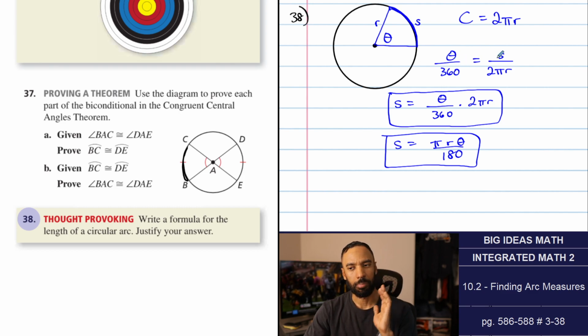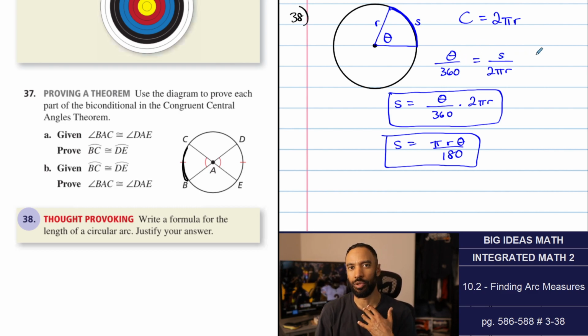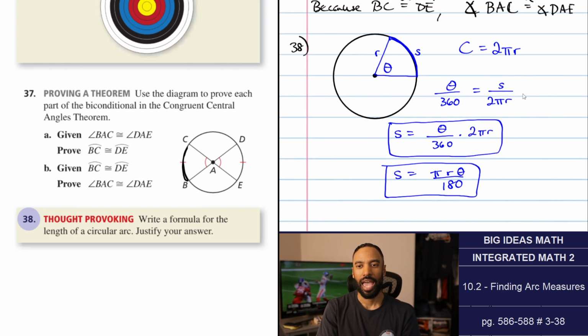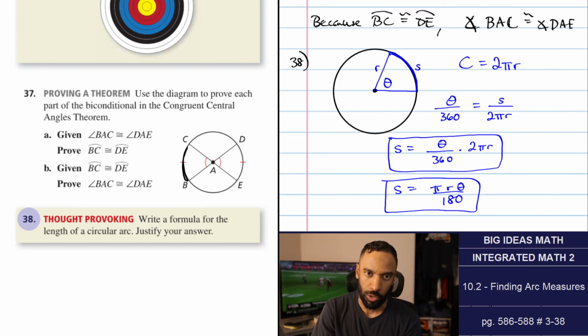I like setting up the proportion as far as giving you the logical idea. Whatever fraction this angle is out of 360, this arc length, your answer you're trying to find, is out of the circumference of your circle. And that's how you find arc lengths, and that's something that we're going to get into later.